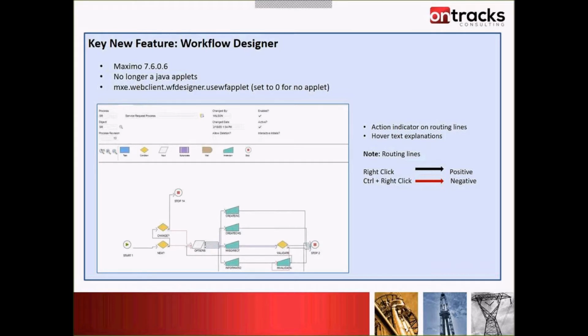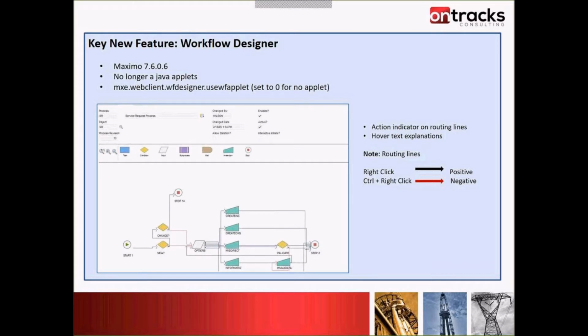There still is the old applet version of it, so there is a maximo.properties setting that you do have to set if you do want to still use the applet version. That property is mxe.webclient.wfdesigner.useworkflowapplet. If you want to be able to use the applet still, you do want to set that to 1. If you don't want to use the applet and you just want to use the new version of the workflow designer, you do want to set that to 0.